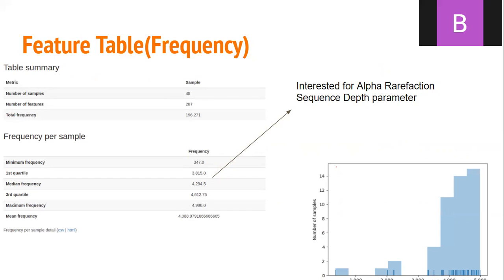Another file we had is the feature table, the frequency table. It shows the frequency of the sequence variants in the samples. We want it as high as possible again. We're also going to use the median frequency value for sequence depth determination with the alpha rarefaction. Sequence depth determination has been done with the median frequency. This is used for the alpha rarefaction method.